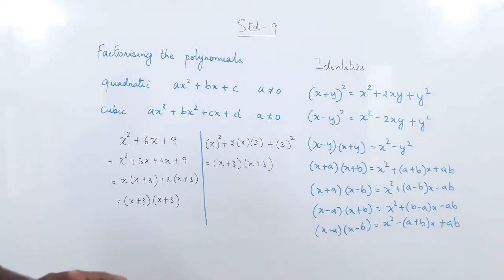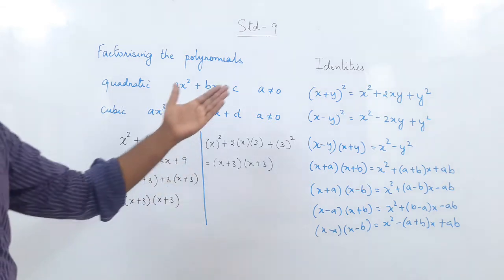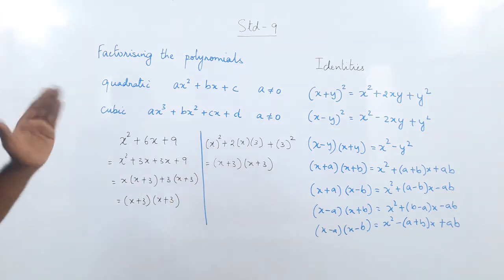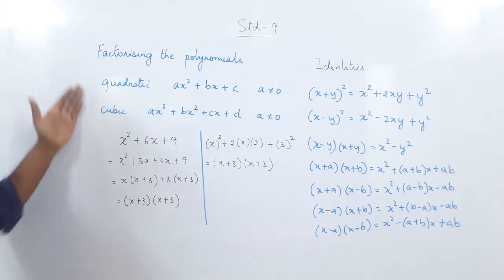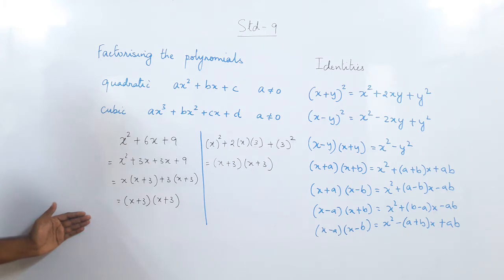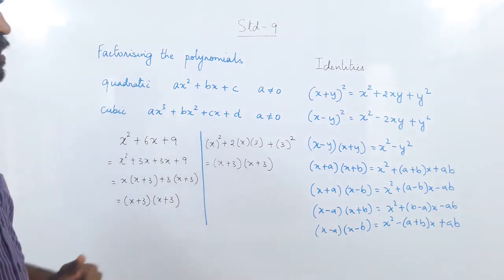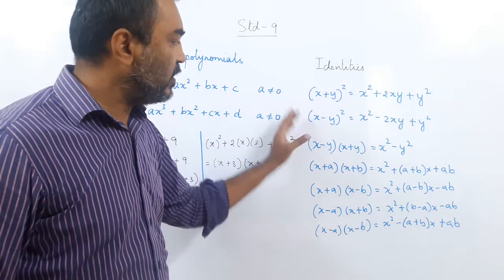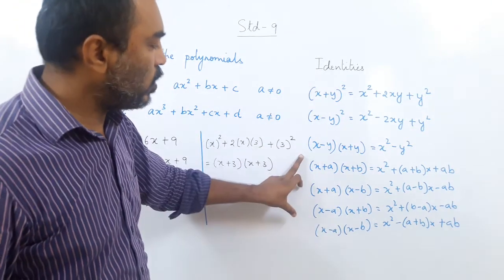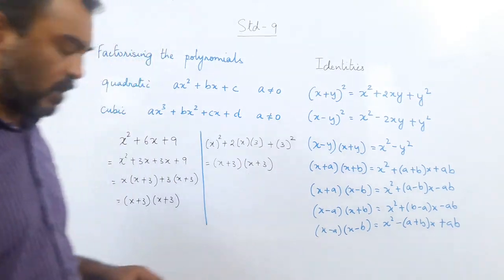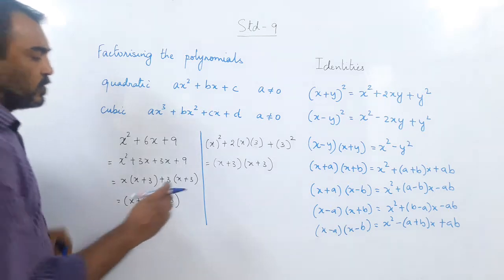Now, until the book mentions which method to choose, you are free to choose whichever method you want. We will give you polynomials now. In the sums, we will have a lot of different types of polynomials. You will either use identities, or splitting the middle term, whatever. Let us try out one more sum.